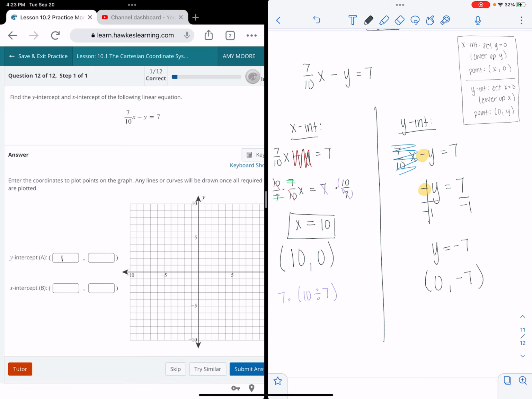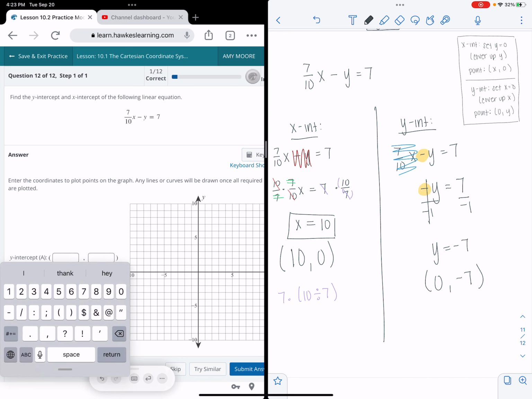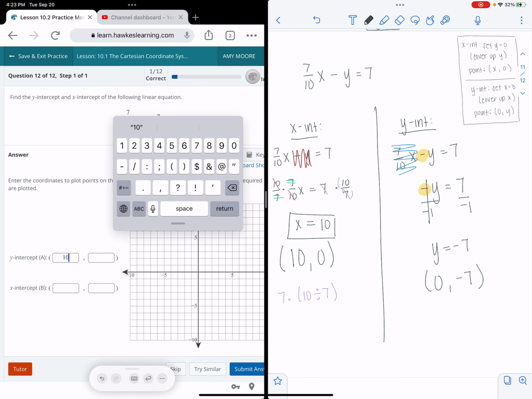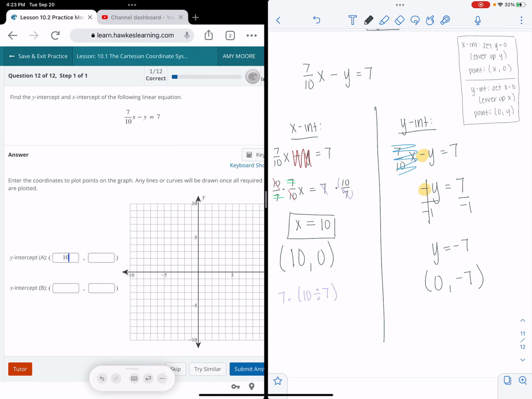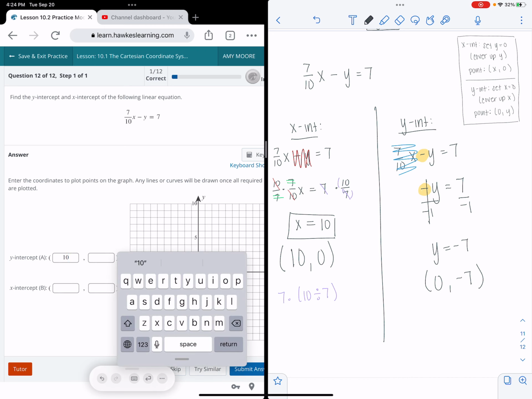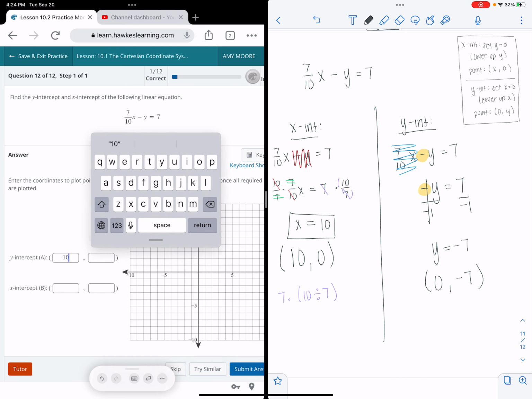So now when I type that in, well, it won't, there we go. When I type that in, I'm going to have 10, 0. Well, it's fine. You would type that in, and then it's going to automatically create that line. For some reason, it's not letting me, but you get the idea.